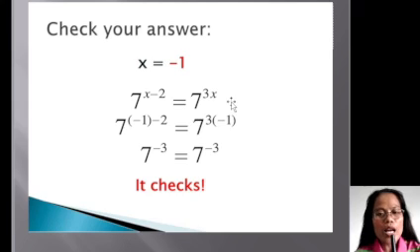Now we will check if your answer is correct. Our value here is x equal to negative 1. So we will substitute this negative 1 in place of x in the equation. 7 to the power of x minus 2 is equal to 7 to the power of 3x. So we have 7 to the power of negative 1 minus 2 is equal to 7 to the power of 3 times negative 1. Negative 1 minus 2 is negative 3, and 3 times negative 1 is negative 3. So it checks. Left and right are equal.